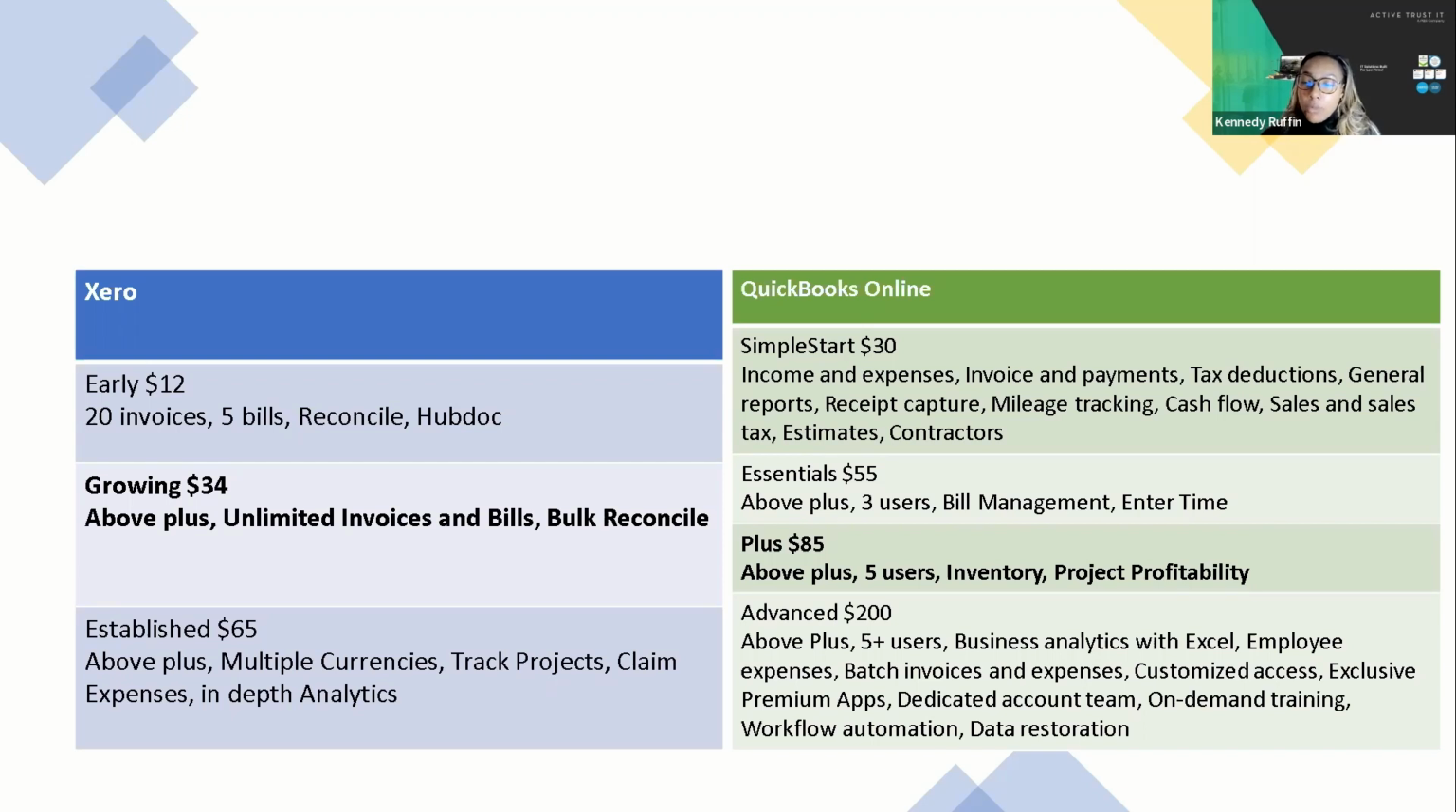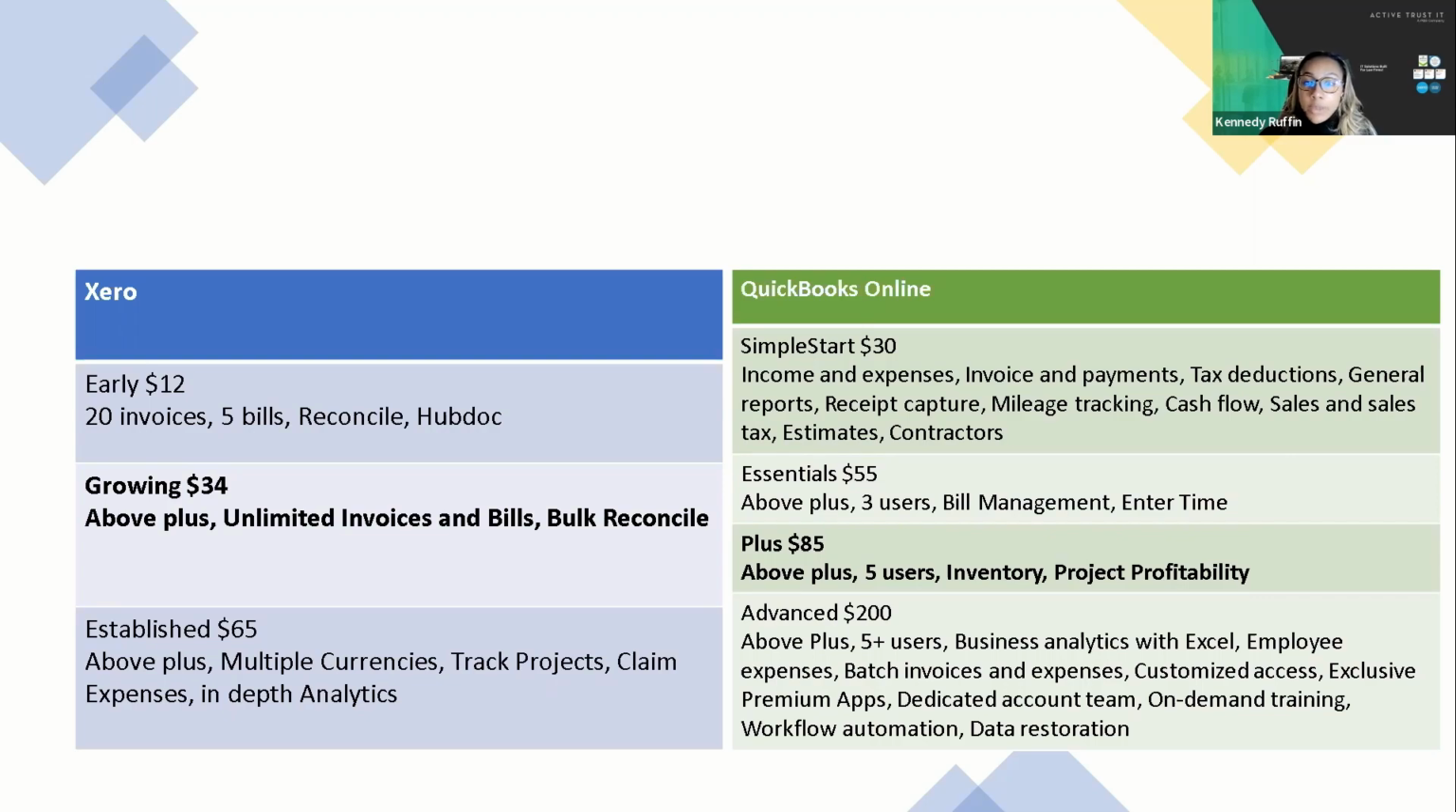And then on the right-hand side, you will notice QuickBooks Equivalent, which is the Plus plan. And the prices are listed for QuickBooks. I will say that they do run sales. So the price you see listed may not necessarily be the price you're paying now or the price you will pay if you did sign up. It really depends on timing and when you get signed on.